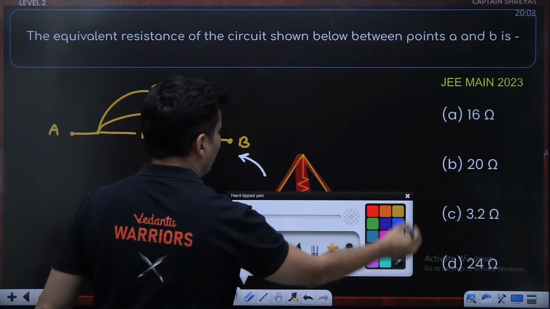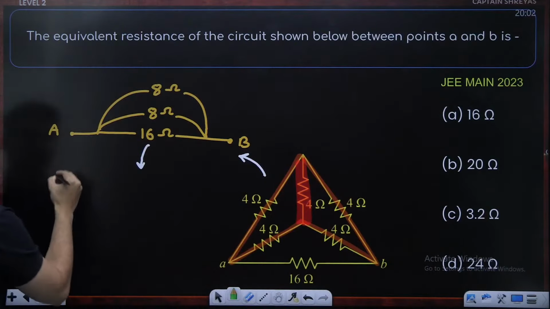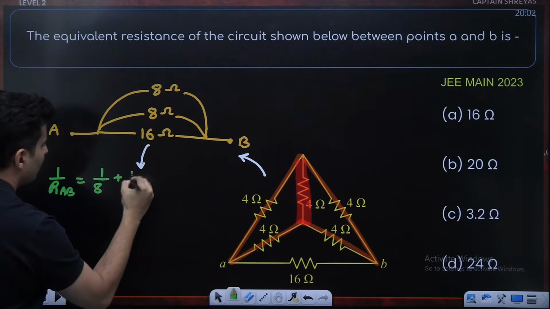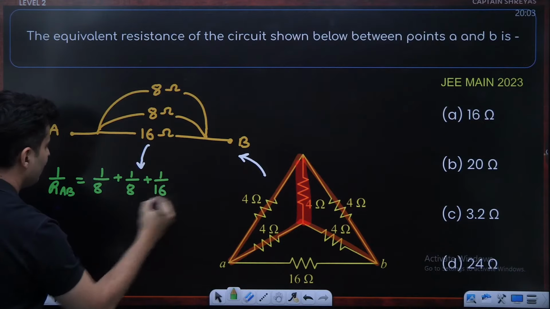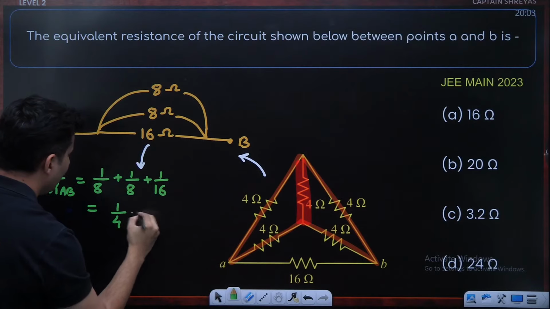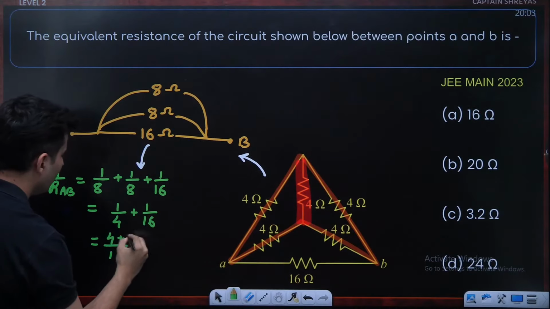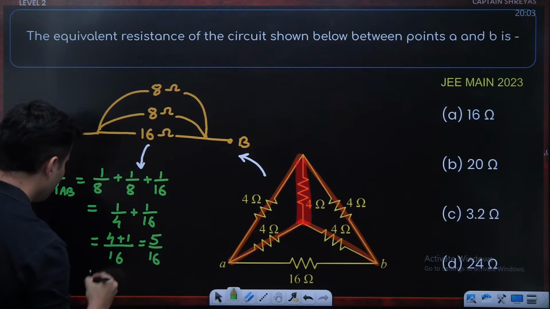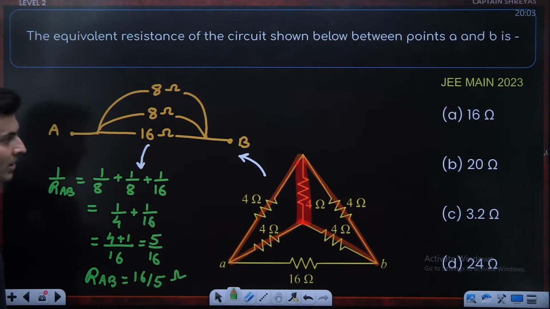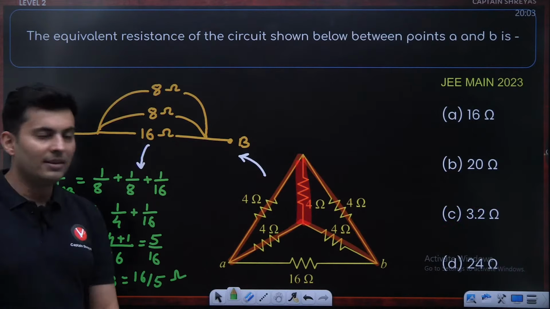So what will be my last step? They are all in parallel, right? So 1 by RAB, which is in parallel, will be 1 by 8 plus 1 by 8 plus 1 by 16. 1 by 8 plus 1 by 8 is 2 by 8, which is 1 by 4. So it will become 1 by 4 plus 1 by 16. LCM is 16, so it will be 5 by 16. So the equivalent resistance will be 16 by 5 ohms, which is 3.2. Yes, perfect.